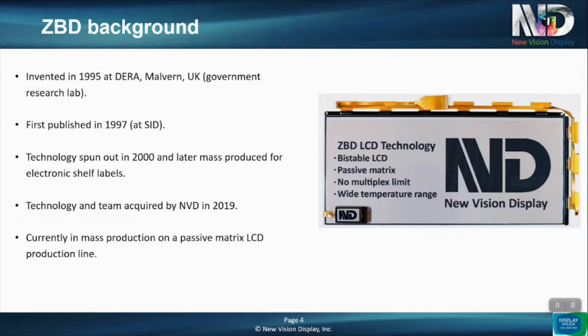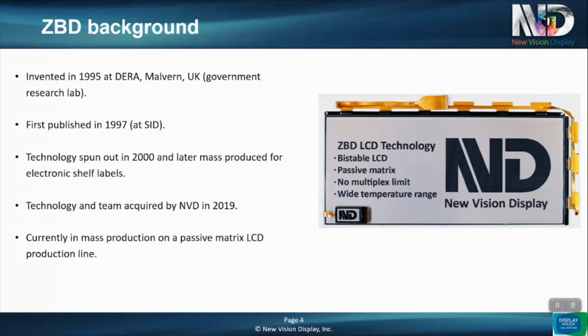This technology was first invented in the mid-90s at a government lab in Malvern in the UK. And our first publication at SID was actually 25 years ago this year. And a bit later in 2000, we spun out into a startup, did the technology transfer and mass produced many millions of products for shelf labels. So this has been very successful in the shelf label market.